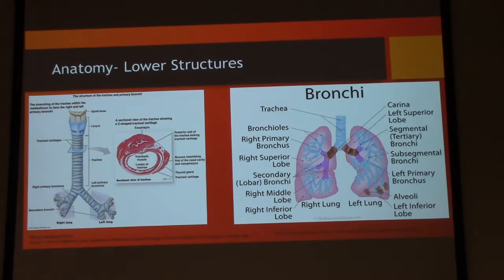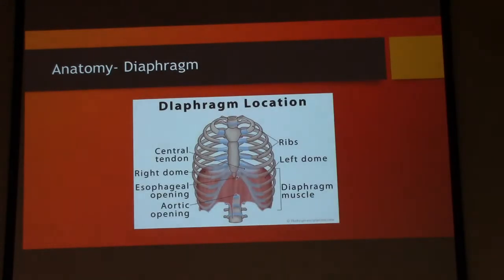Now our lower airway structure starts at our vocal cords or larynx, and it goes all the way down to our alveoli. It goes down the trachea, right and left main stem, through the bronchi and bronchioles, all the way down to the alveoli.